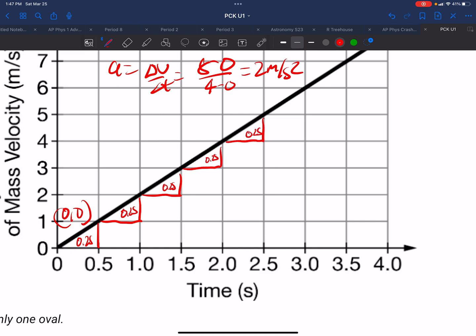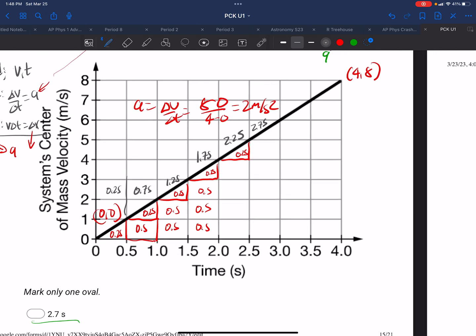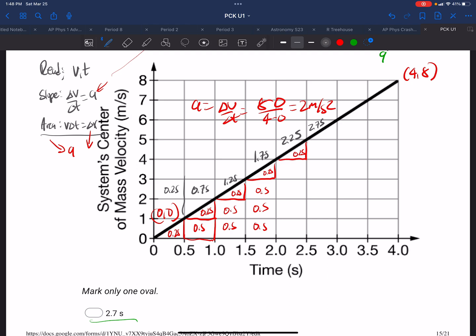And the area of each one of these little squares will be 0.5 times 1, or 0.5. So 0.5, 0.5, 0.5, 0.5, 0.5. And so if we start totaling these up, we get 0.25 for this column. We get 0.75 here. We get 1.25 here. We get 1.75. We get 2.25. 2.75. And that is the total for each column.